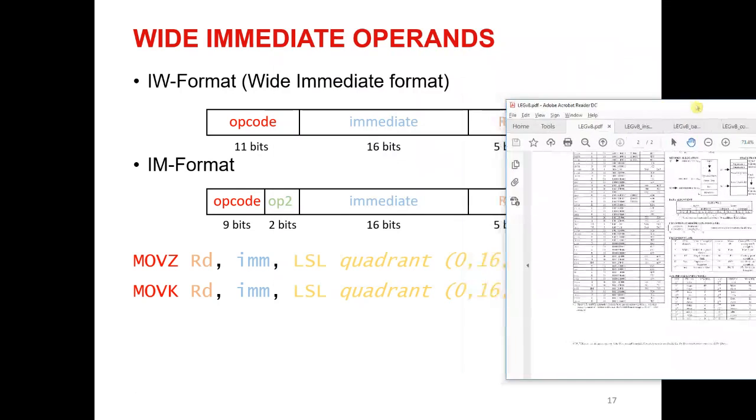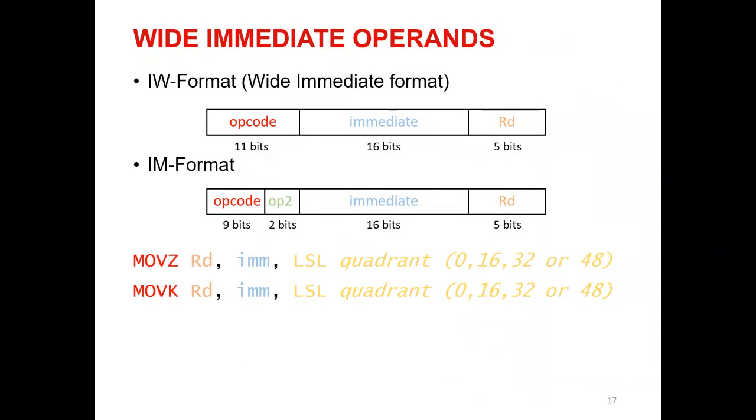Once we have this operation code, we have the register that contains the data we want to modify. In this case, the destination register RD, which is placed here. Then we have the immediate value, 16 bits, the 16 bits that we are going to modify of this 64-bit register. And then we indicate the quadrant of this register that we are going to modify with values 0, 16, 32, or 48.